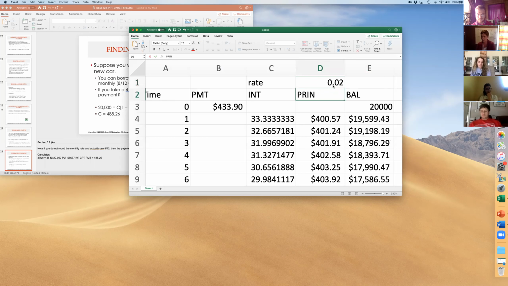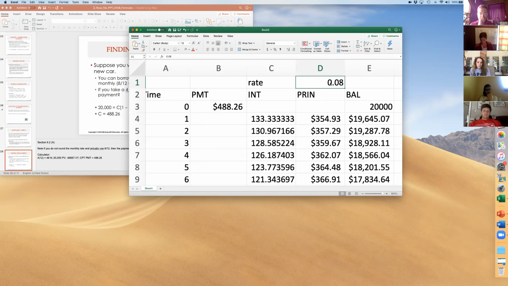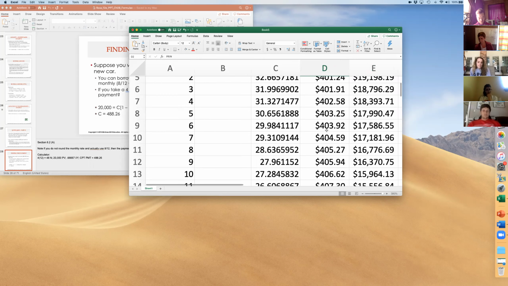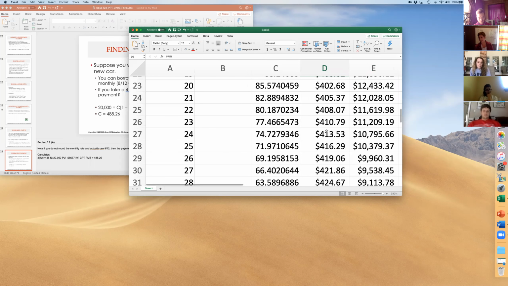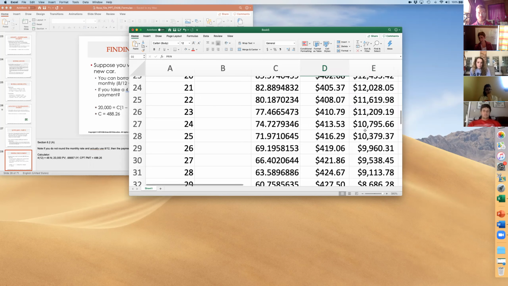All right, and when I put in 2%, you can see that that changed my payment. Right, it went from 488 down to 433.90, and you can see you pay off over the same period, 48 months.